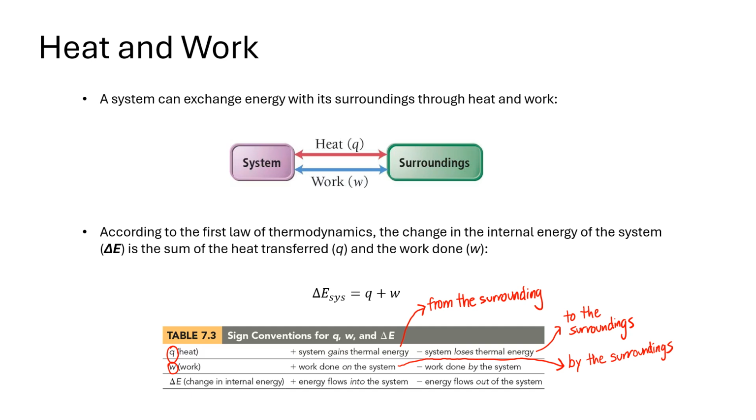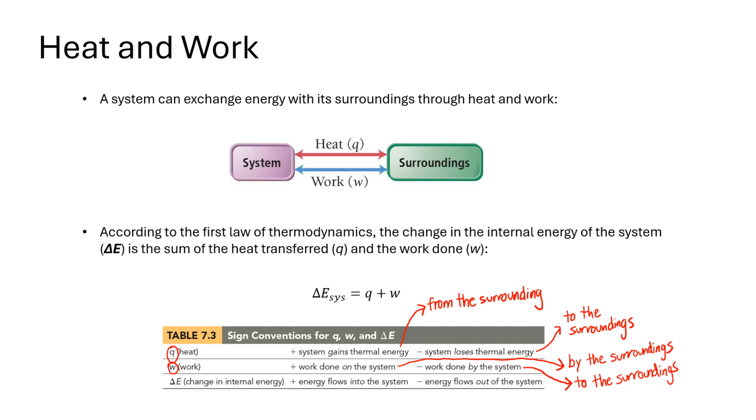And work is going to be negative if work is done by the system, right? That makes sense. You can associate negative for work if the system is doing work on something. And what is it doing work on? Well, if work is being done by the system, it's doing work on the surroundings, or you could say work done to the surroundings. I think you're noticing a pattern here, right? It's either from the surroundings or to the surroundings.